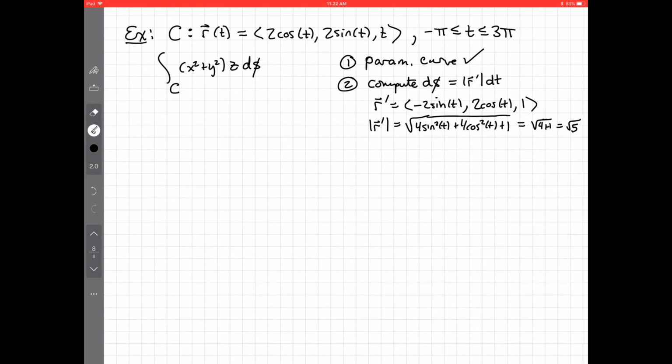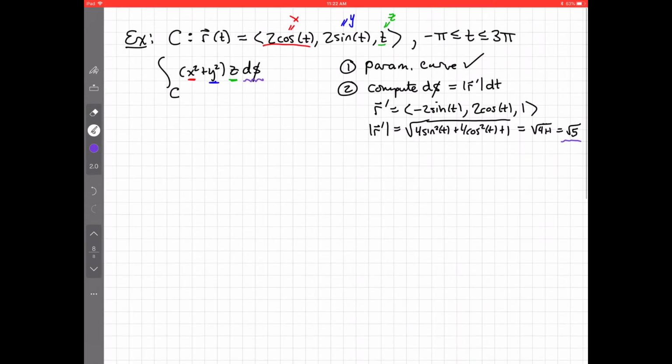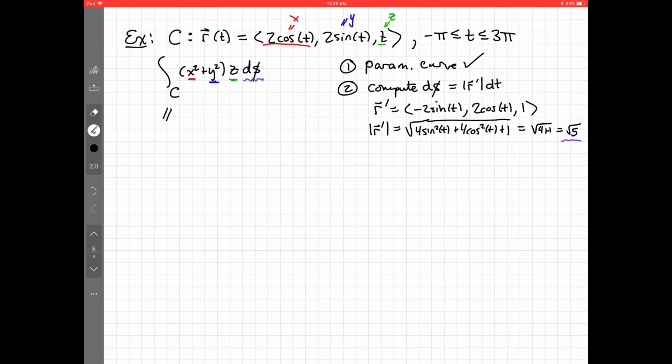All right, so now we've computed the length of our derivative. It's time now to plug stuff in. So let's highlight what we have to plug in. We need x. Well, this is x right here. We need to plug in y. Well, this is y right here. And we need to plug in z, and there's z right there. Okay, and then we'll also need to plug in ds, and we've calculated that over here. So we've got everything set up. All right, let's go ahead and take care of this.